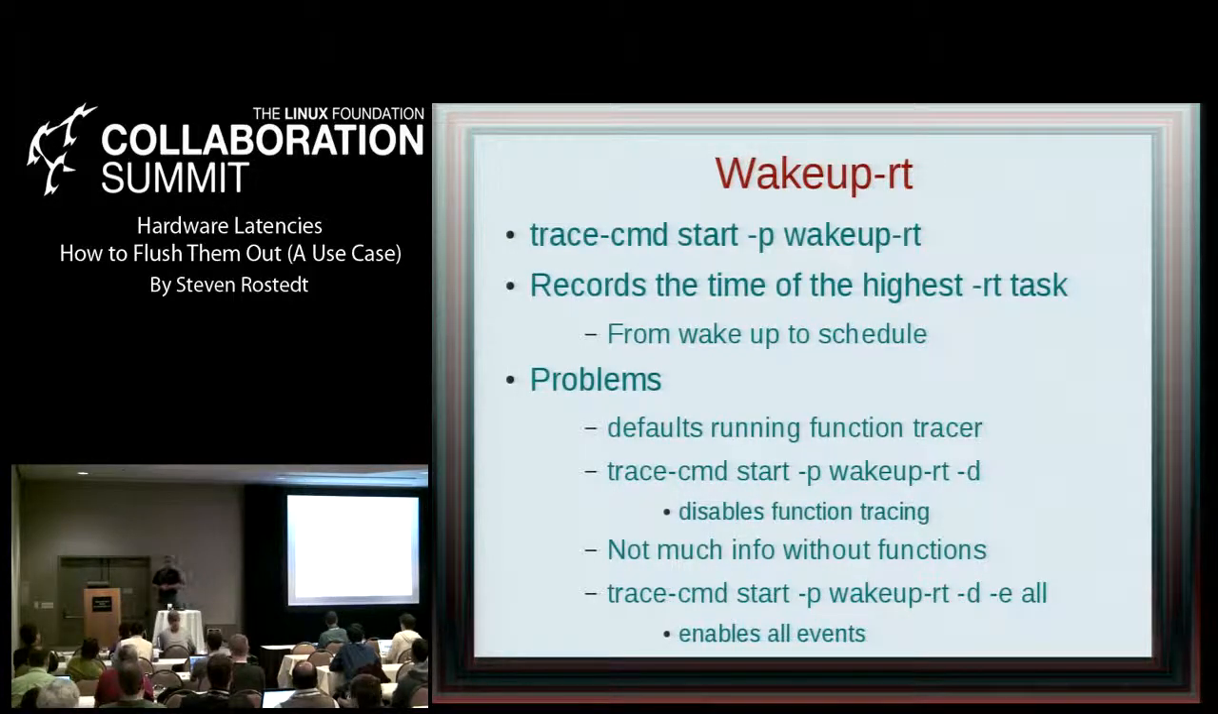Now, some of the problems are when you enable trace-cmd, if you enable wake up tracer, it automatically enables function tracing. I've already told you that creates a high overhead. When you see large traces, you don't know if it's just because of the overhead of the function tracer, or was it what you were looking for. And you waste a lot of time trying to determine whether it was what you wanted or just the overhead of the function tracer. So if you add the -d option, it disables function tracing, and it will run the tracer. But then it doesn't give you much information because it doesn't tell you what happened in between.